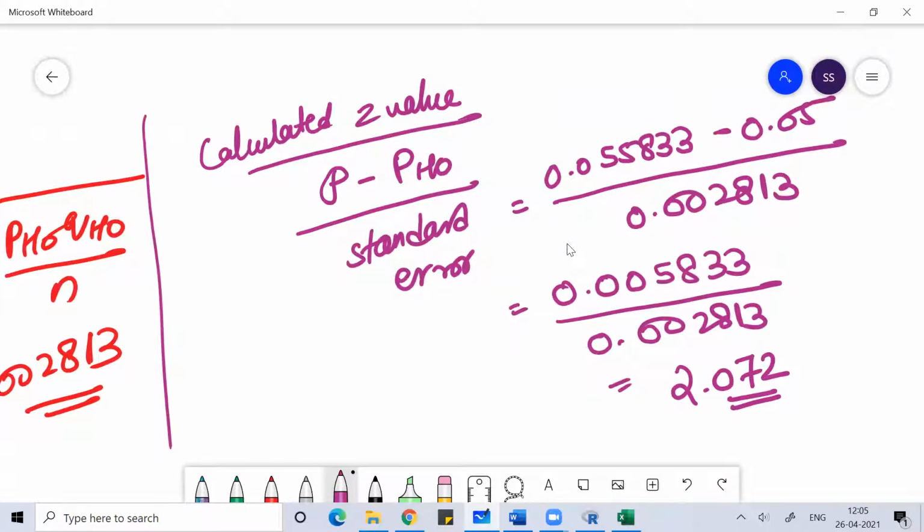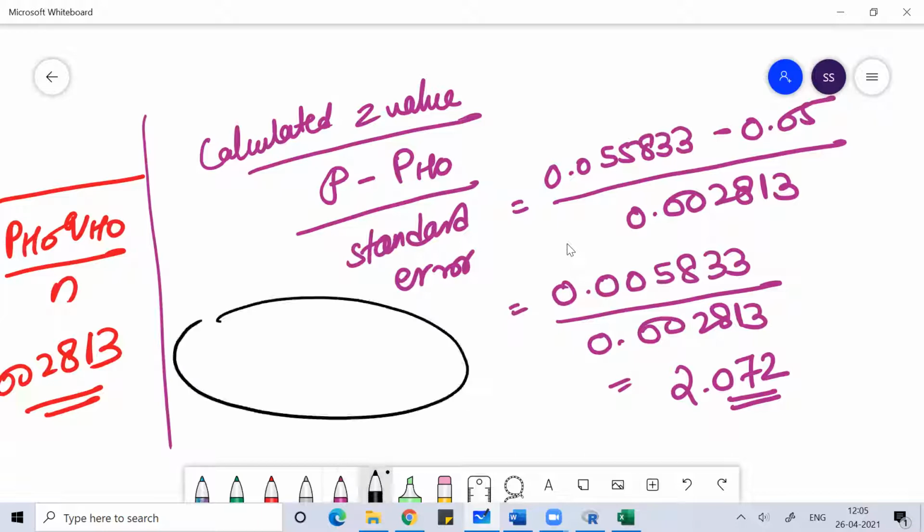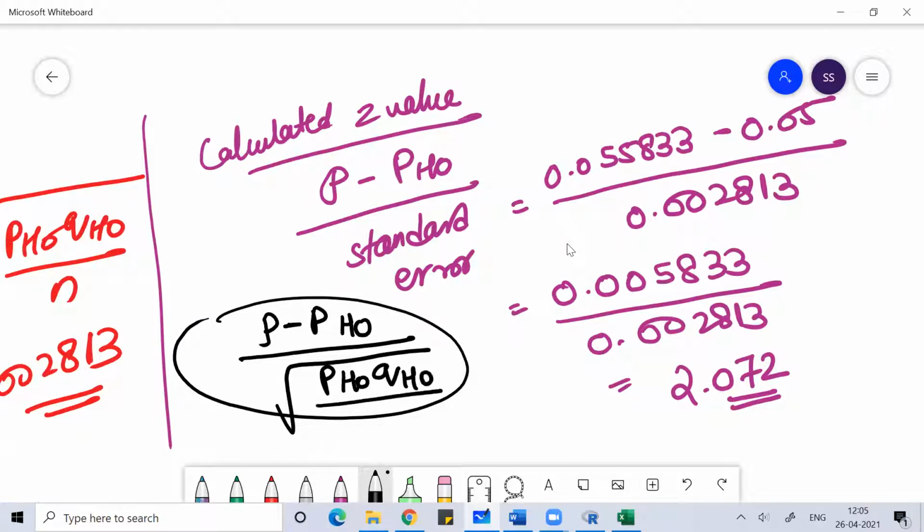So the formula we need to use here is your sample proportion minus your population proportion, divided by the standard error, which is the square root of PH naught into QH naught divided by N. You can use this formula. With this formula, you will get the calculated Z value. Okay, everyone, so your calculated Z value is 2.072.